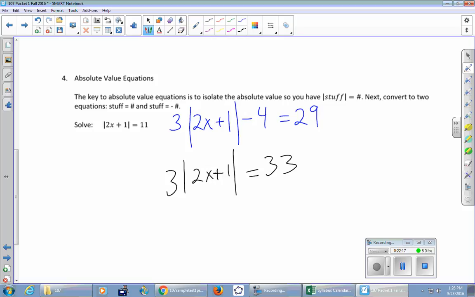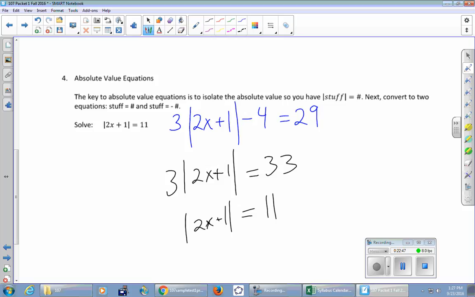Then divide by 3. It might be tempting to distribute that 3 into the absolute value. That 3 is outside, it's not inside. You bring it inside, you change things. So divide both sides by 3. The absolute value of 2x plus 1 is now equal to 11. Good? Now it's the same as the original problem. So all I did is give us the extra step in the front, just so we know what to do when there's other stuff.